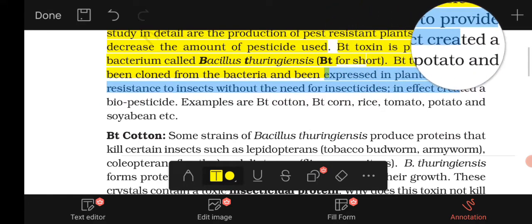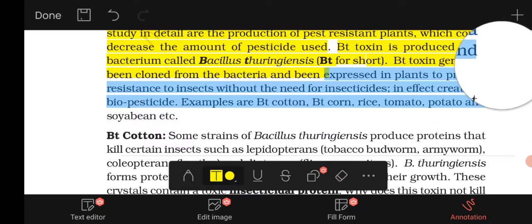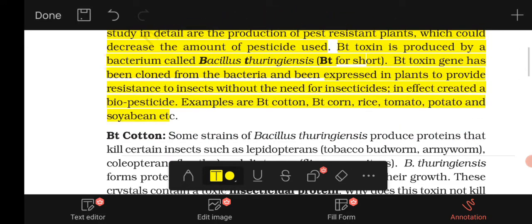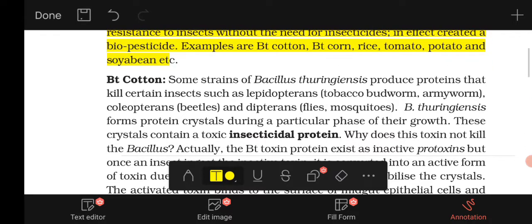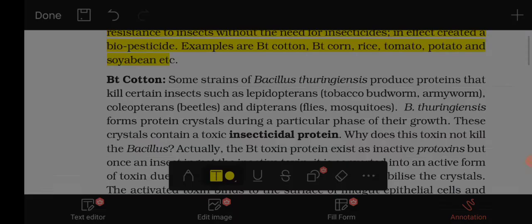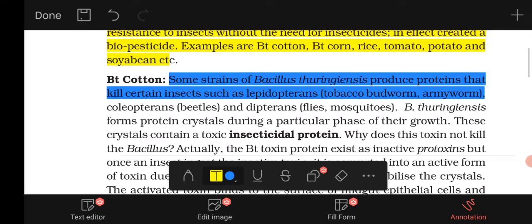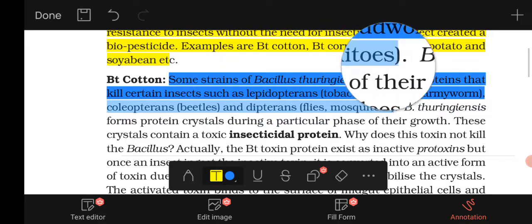In fact, it created a biopesticide. Examples are Bt cotton, Bt rice, then Bt corn, tomato, potato, and soybean. These are examples of plants which are resistant to certain pests. So we'll first look at Bt cotton, which is one of the examples. Some strains of Bacillus thuringiensis produce proteins that kill certain insects, such as lepidopterans, coleopterans, and dipterans. Lepidopteran examples are tobacco budworm and armyworm, coleopterans are beetles, and dipterans are flies and mosquitoes.